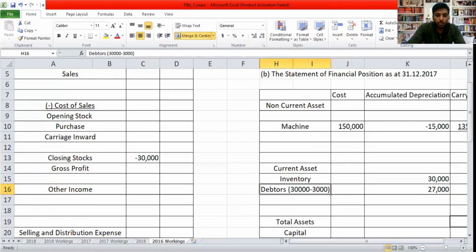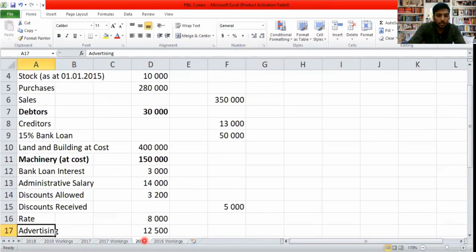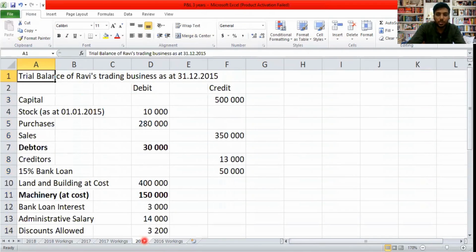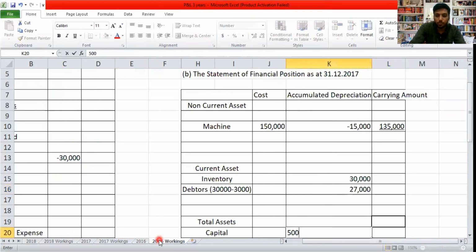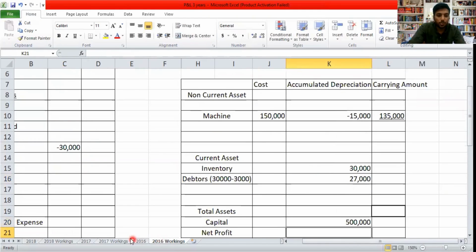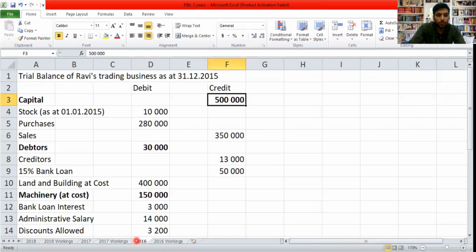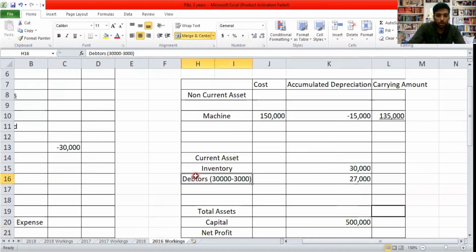So we move on to 2016. Debtors is done, so all the adjustments are done. There's only one more adjustment, bank loan interest. So we'll start one by one. Capital is 500,000. I'm going to record capital 500,000. I'm done with capital. I don't know if there is net profit or net loss. We'll see. Stock as at 1st 2015 is opening stock 10,000. I'm recording opening stock.